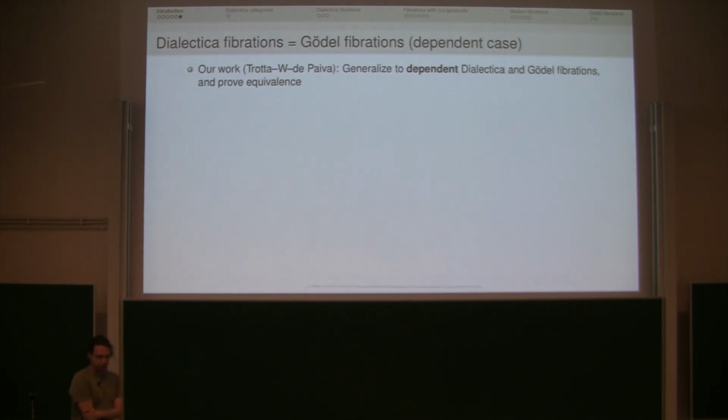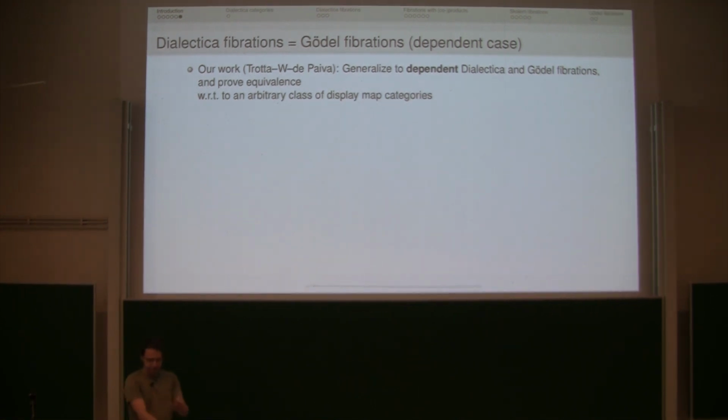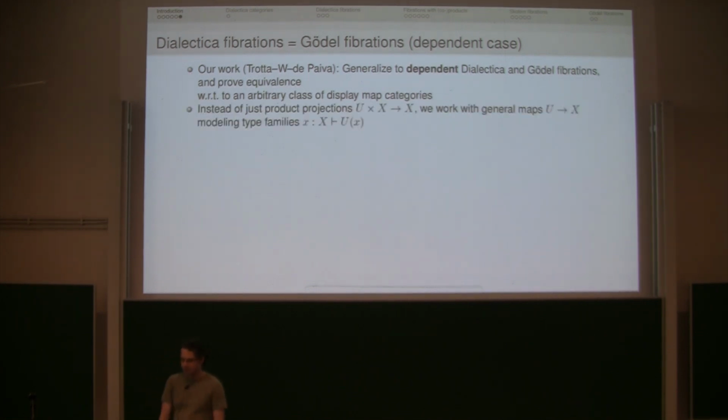And so what we're doing with David and Valeria in the current work is generalizing this construction to a dependent version of dialectica and proving this expected equivalence. And also we have as a parameter a choice of maps in the base category via the class of display maps, so you can parameterize with the class of maps with respect to which you want to be complete and cocomplete.